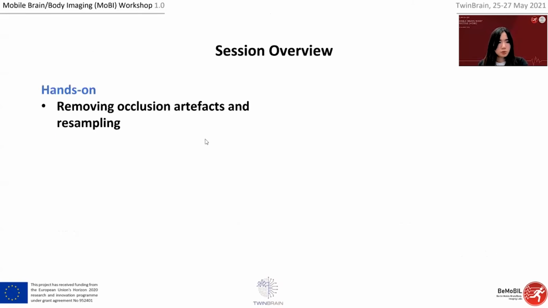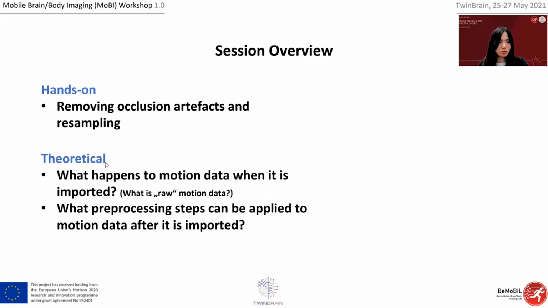On the hands-on part, which is coming now, we first do the hands-on thing and then move on to the theoretical discussions. In the hands-on part, we're going to try actually removing the occlusion artifacts and then resample the data. And in the theoretical part, we're going to think about what happens to motion data when it's being imported, and a little bit of a conceptual question: what truly is raw motion data? And then some additional bits on the processing steps that are applied to motion data after being imported.